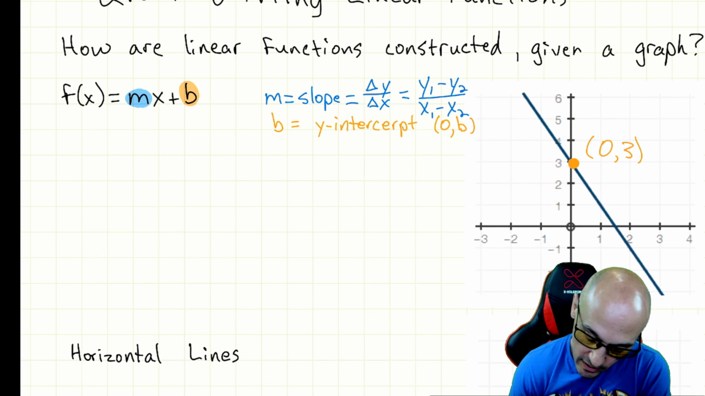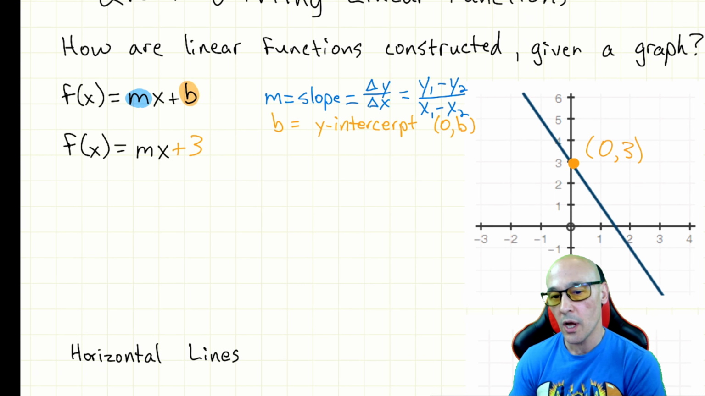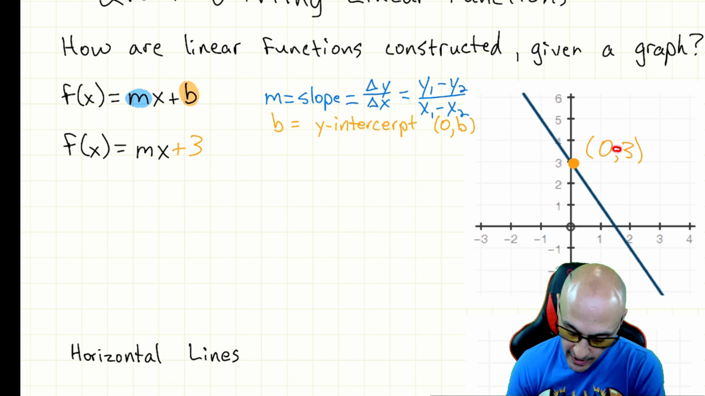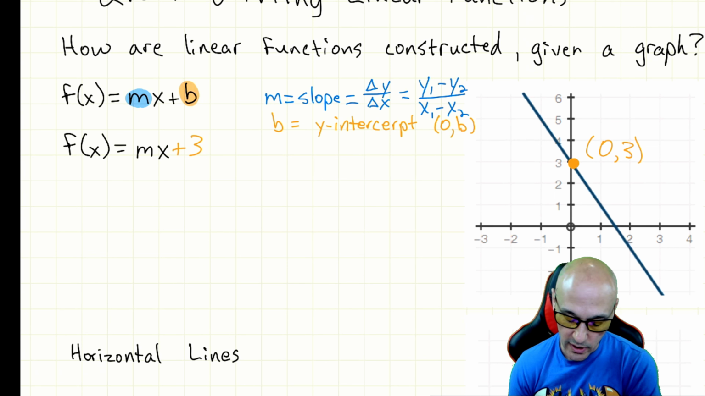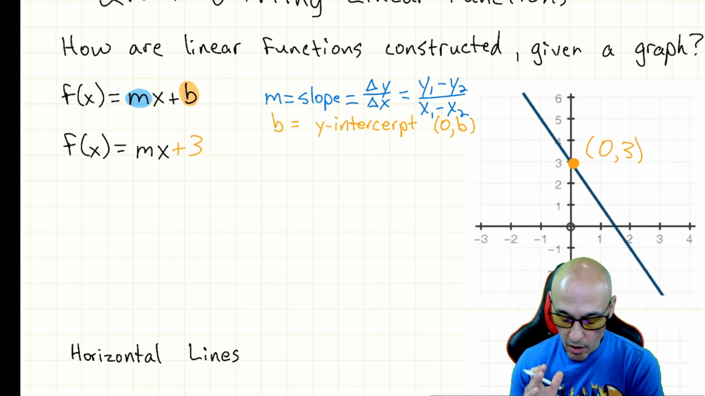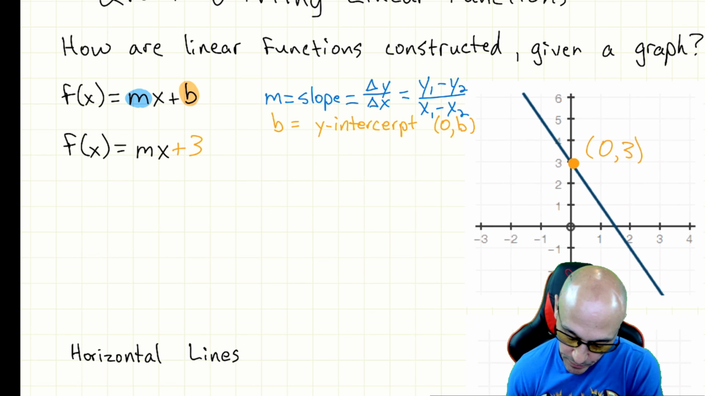So I can start writing my equation here as, I'm going to put this plus 3 in orange, because if this were a negative, then we would have a subtract here. So that's an important distinction to make. So here our y-intercept is the point 0, 3, so b is equal to 3.